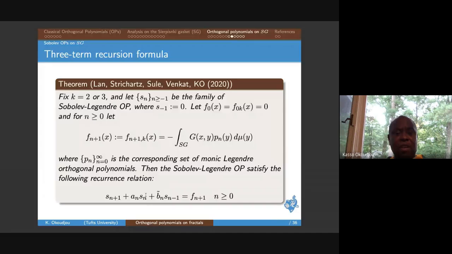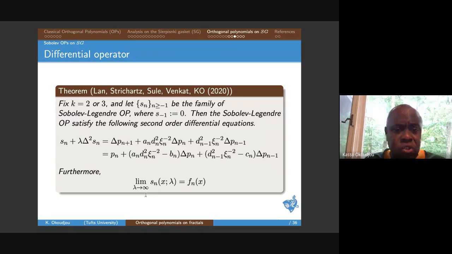But there are some other resemblances with the classical case. So there is a second order differential equation that involves this Sobolev orthogonal polynomial and relates it to the Legendre orthogonal polynomial, and is given in this form. Again, most of the coefficients that appear, or all the coefficients that appear in this equation, we can compute pretty much explicitly, and we have a pretty interesting analysis of the asymptotics as n goes to infinity.